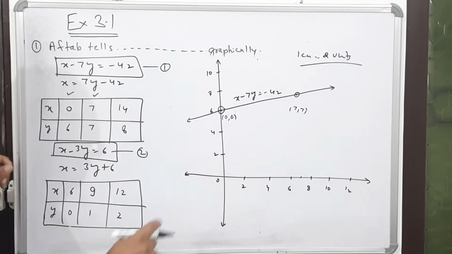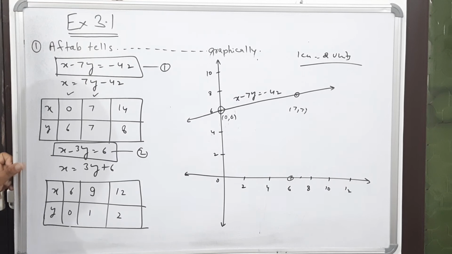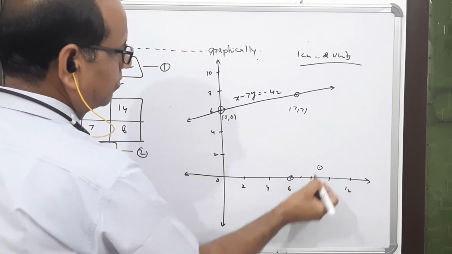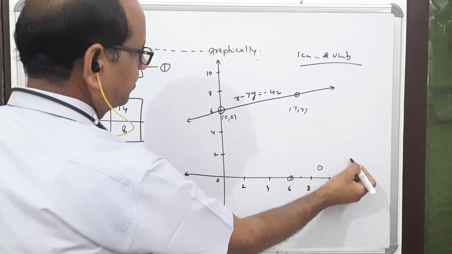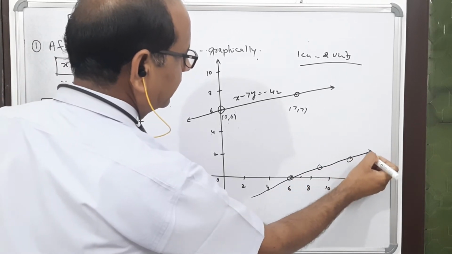Now I am taking the second line. The first point is 6 and 0. Next, 9 and 1. So this is 9 and this is roughly 1 here. And the last is 12 and 2. So 12 and 2 here. And here also we will join them like this.